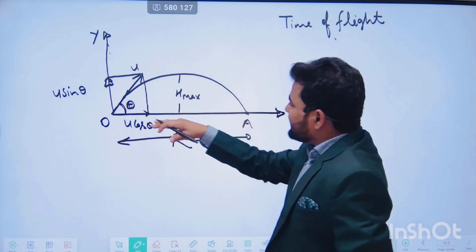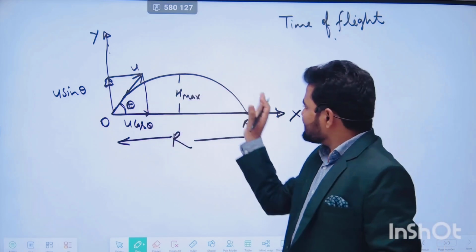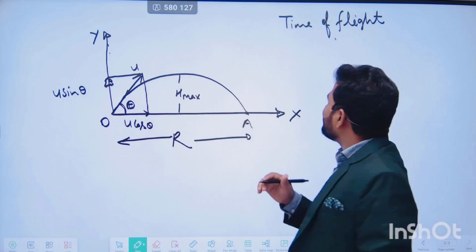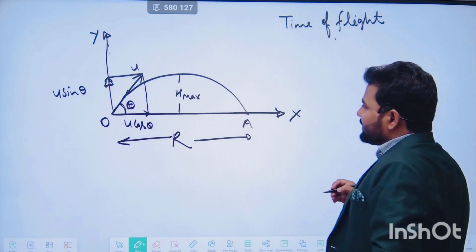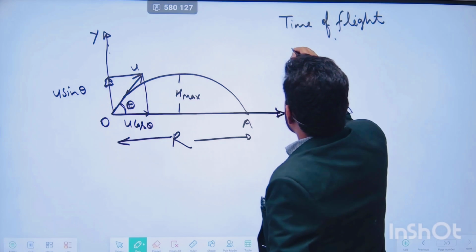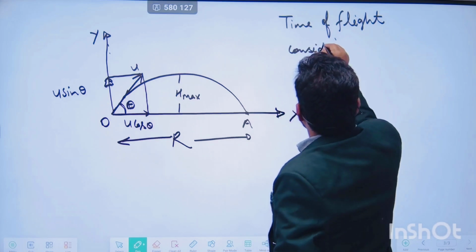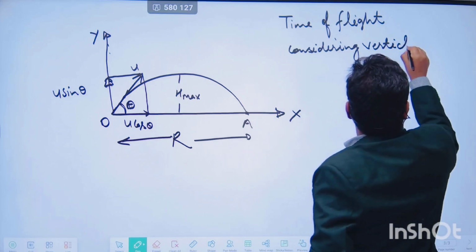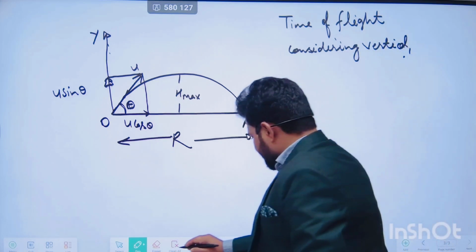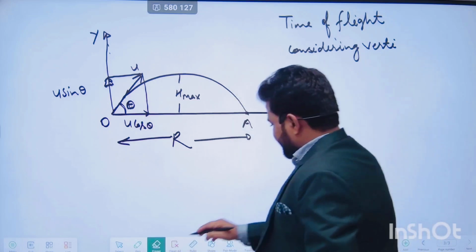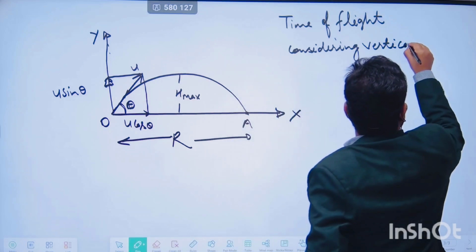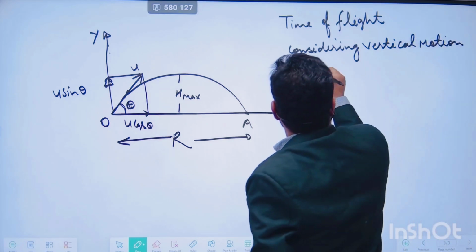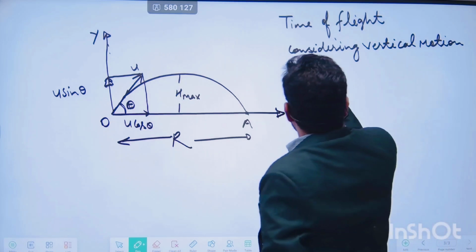What is the definition of time of flight? The time for which the ball remains in the air before falling down on the ground is called the time of flight. To evaluate the time of flight, first we need to consider the vertical motion.